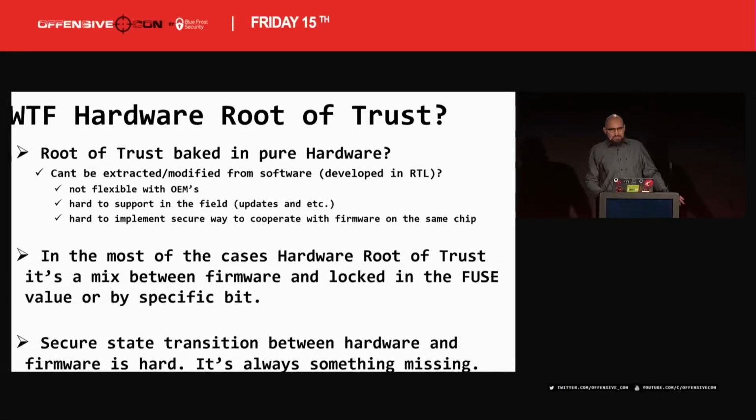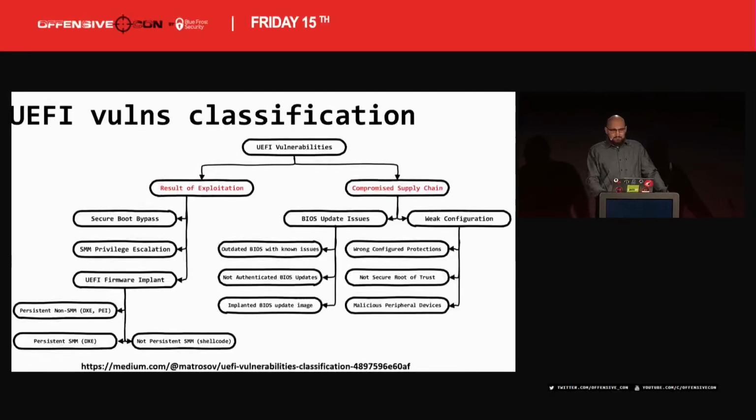In most cases, the root of trust is a mix of firmware and hardware. It's not always in hardware because there's no way to put everything in hardware. Also, in most cases it's just some fuse, which is just storage that locks some value inside the hardware, or it can be some specific bit that locks some memory region or whatever, or signals the firmware to do something specific. And secure state transition is very hard, as we will see.